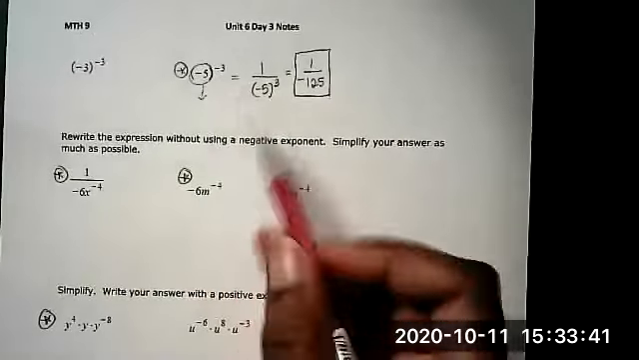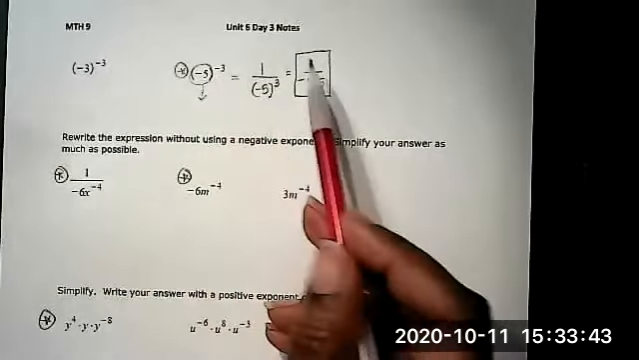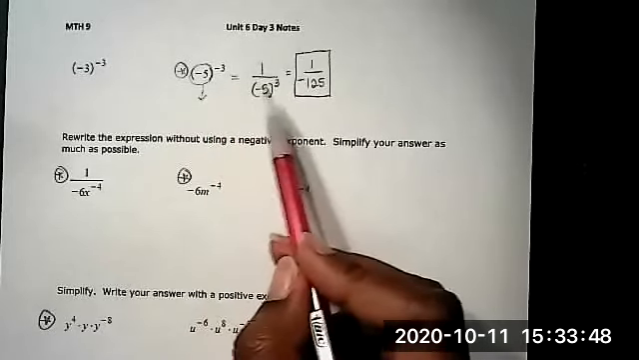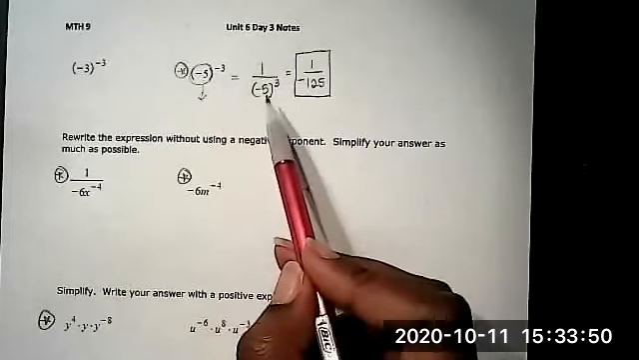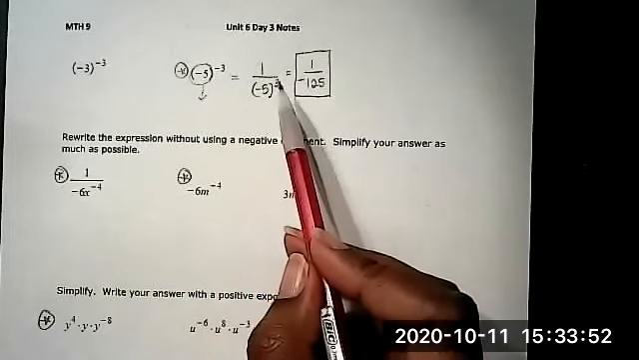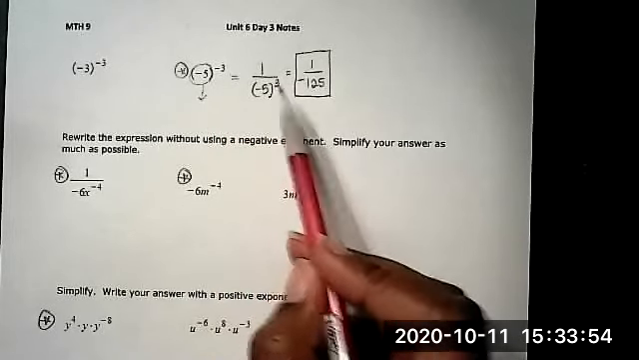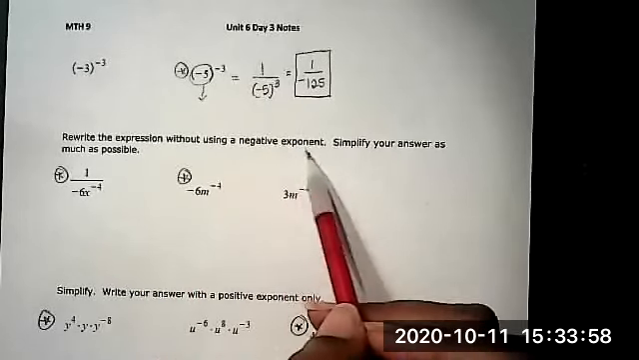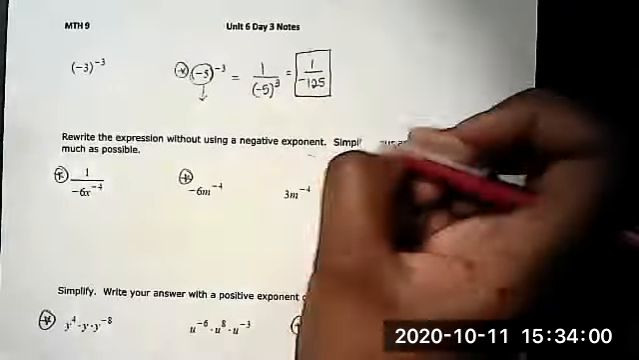Okay, nothing crazy, just understanding bringing this down, and then when it comes down, the number stayed negative, but the exponent became positive. So that's what you're trying to do, okay? Rewrite the expression without a negative exponent. Simplify your answer as much as possible, okay? Let's do the star problems.